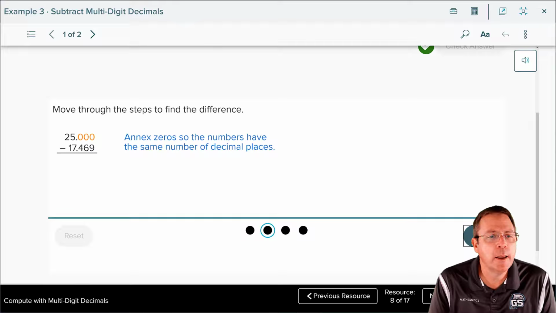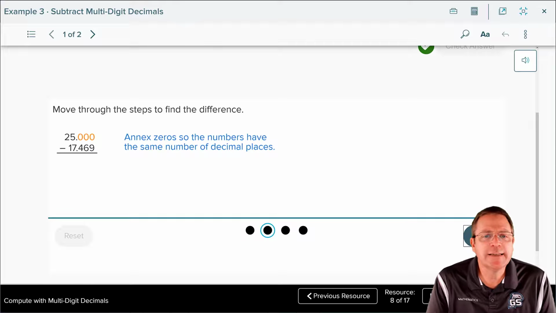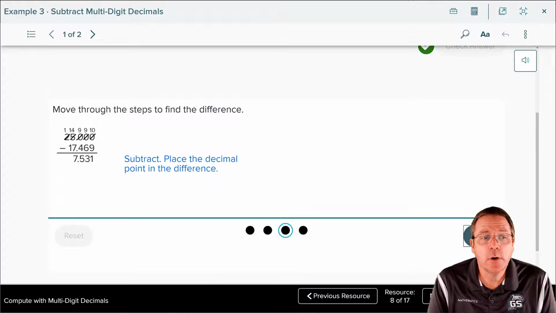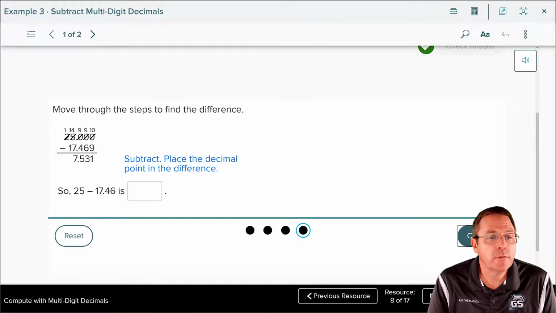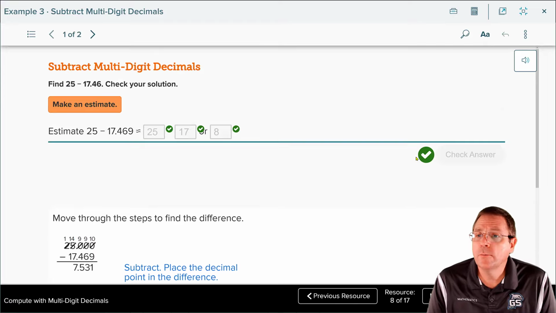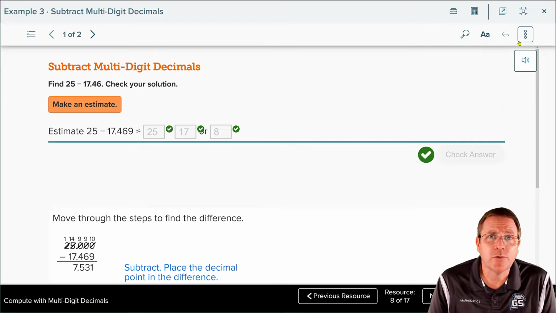So they already aligned the decimals, and you can see they annexed in 3 zeros. After that, there's going to be a bunch of borrowing going on, and you can see the borrowing they did there. After they borrowed, they ended up with the final answer of 7 and 531 thousandths. Make sure you're circling your answer, and there's no reason for us to put it in there because, I mean, they gave it to us, for crying out loud.